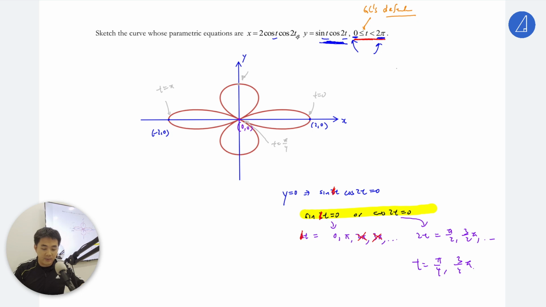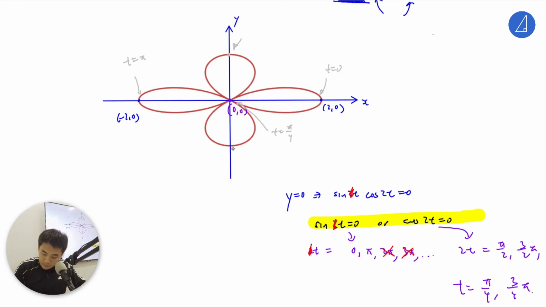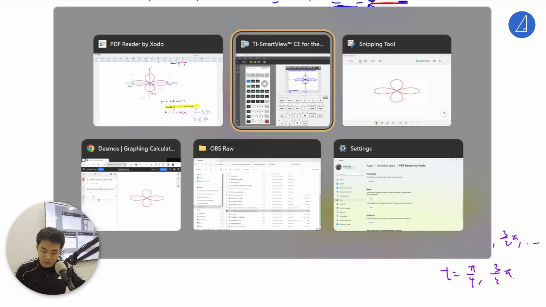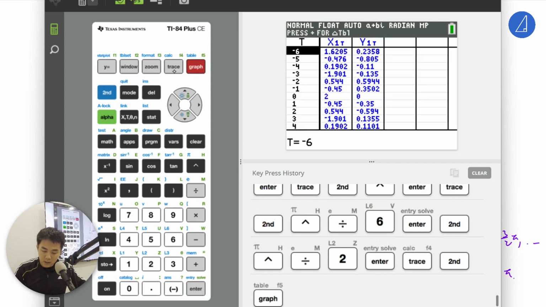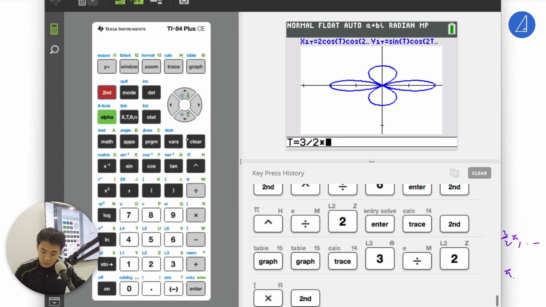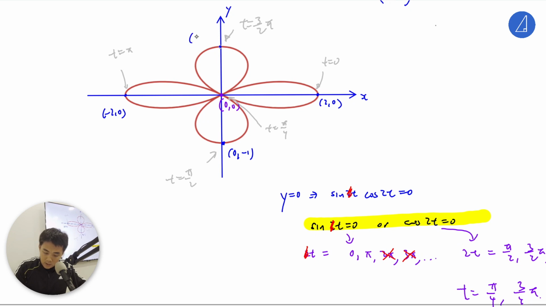You can also let x be 0, then you try and solve it. So this is pi over 2, the point 0, negative 1. Pi over 2. So if this is 0, this is pi over 2, then this would likely be 3 over 2 pi. We try. Or 1.5 pi. So trace 3 over 2 pi. There you go. Easy game.